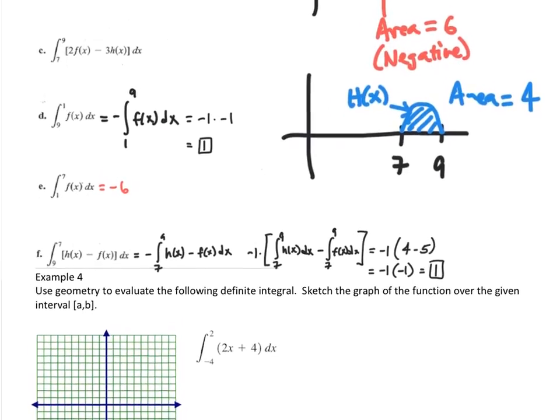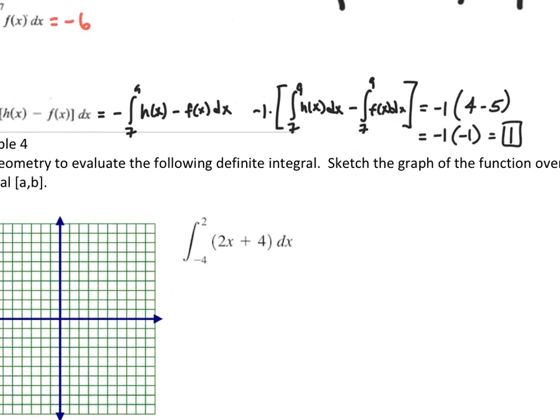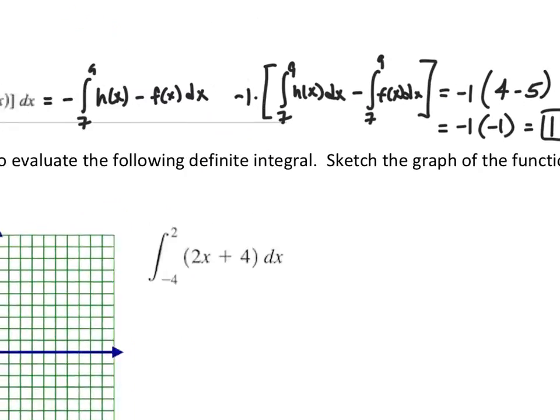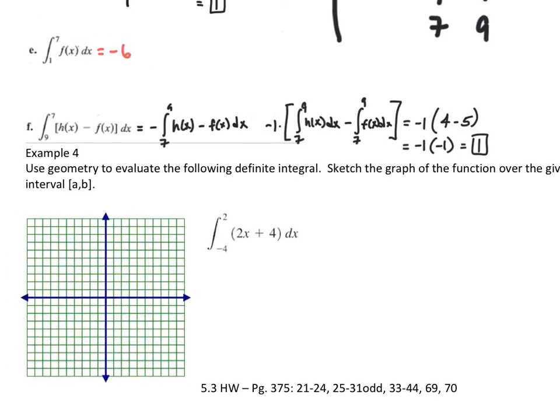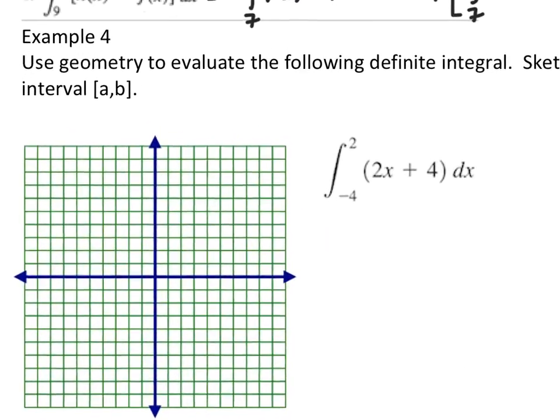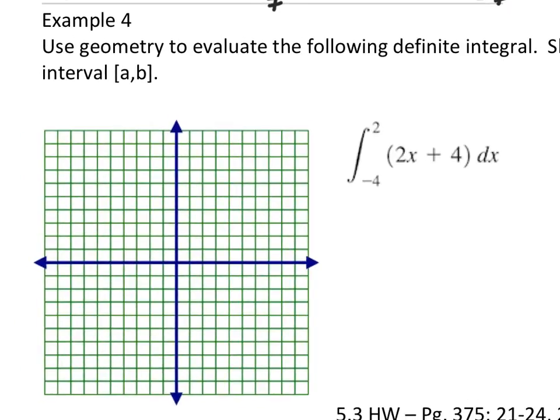And then the last one is example 4. This can be a little bit confusing sometimes, but it says to use geometry to evaluate the following definite integral. First, we want to sketch the graph of the function over the given interval from a to b. So our interval goes from negative 4 to 2, and we are graphing the function 2x plus 4. I'm going to graph this line over that interval. Hopefully it fits on the graph.